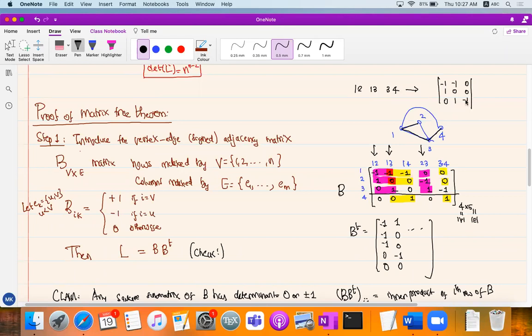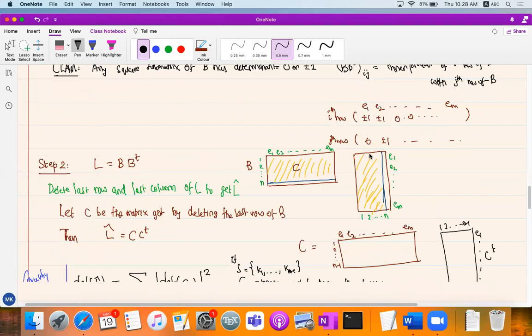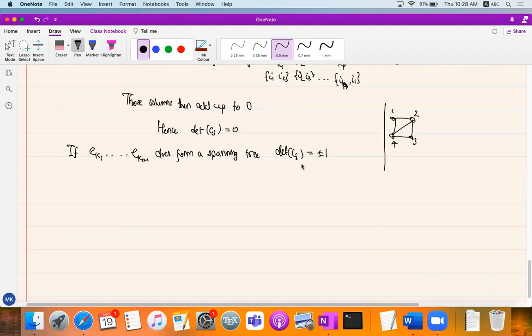If we expand by the last column, you'll get minus 1 times the determinant of this. So you'll get minus the determinant of minus 1, 1, 0, and that is minus 1 into 0, minus 1. So it is overall minus 1. You see, that determinant is actually minus 1. Now, what we have to convince ourselves is that if it does form a spanning tree, then the determinant has to be plus or minus 1.